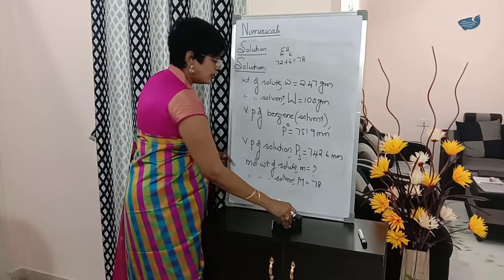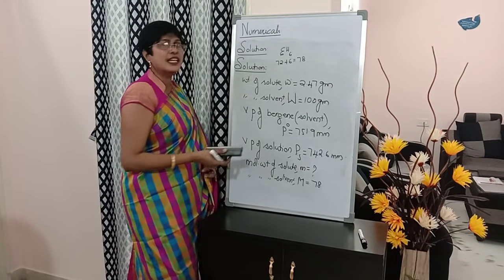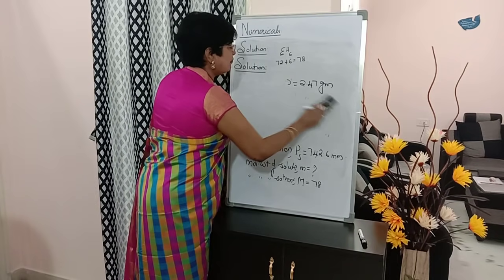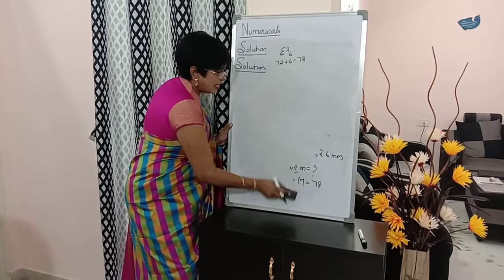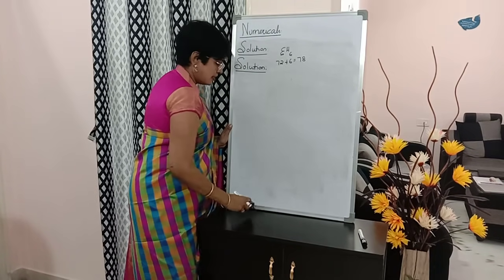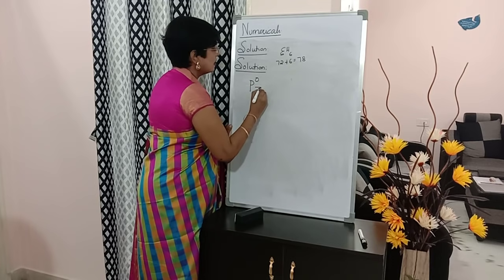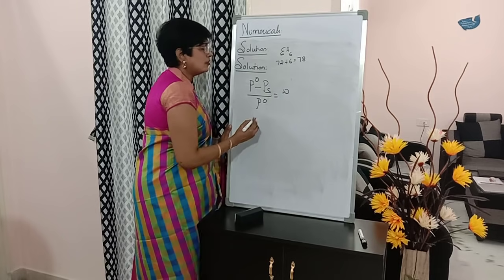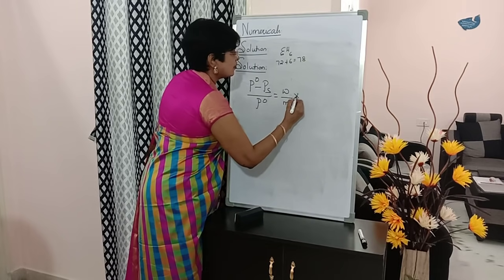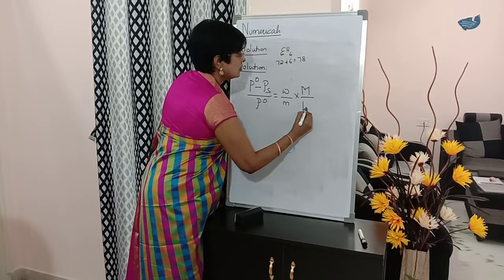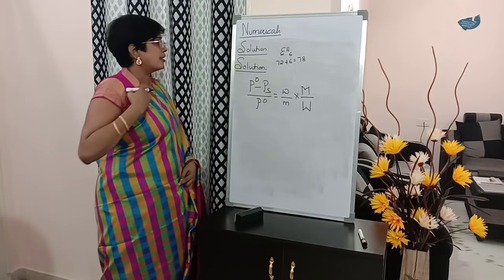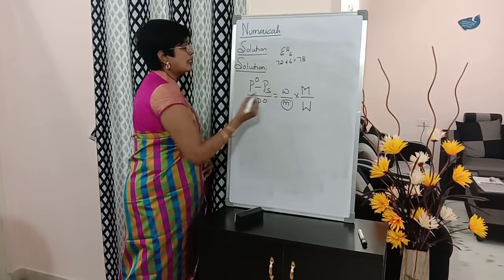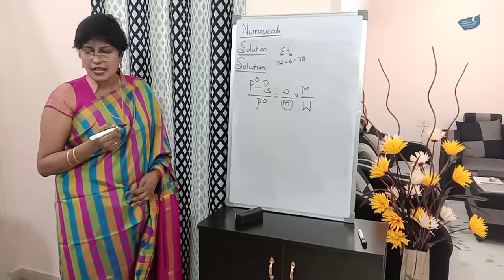Okay. So how to calculate small m? This is very easy, students. We can calculate directly from the formula. So write down the formula, students. P0 minus PS by P0 is equal to small w by small m into capital M by capital W. So we have all the values except small m. So now just substitute the values, students.